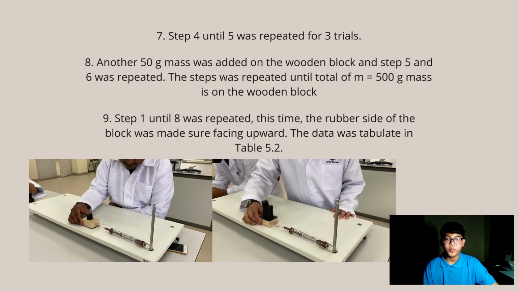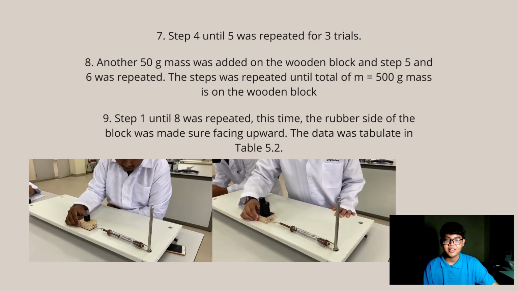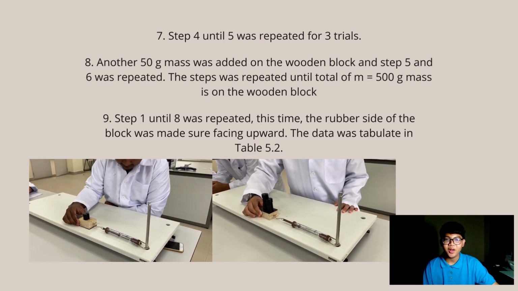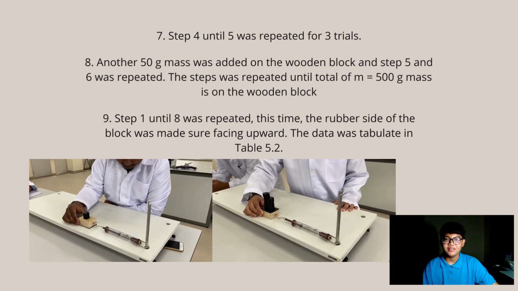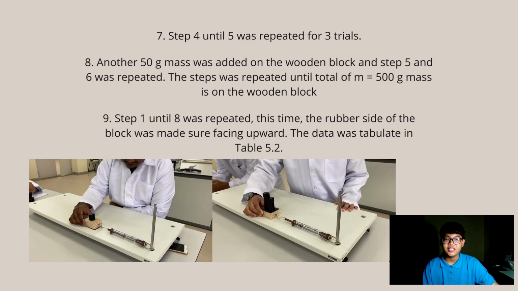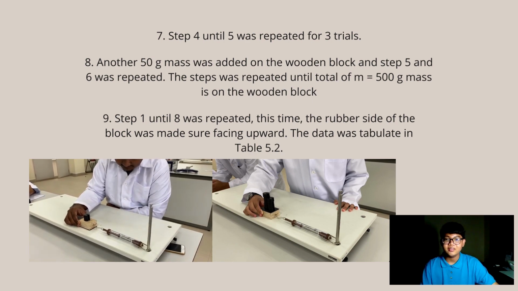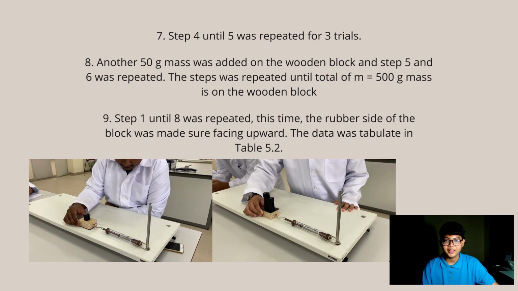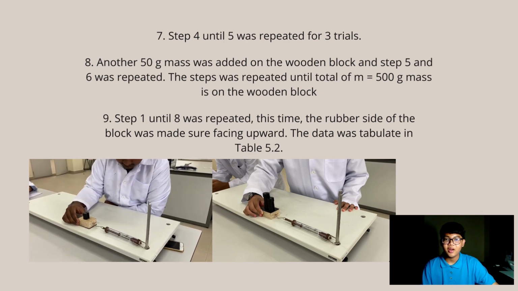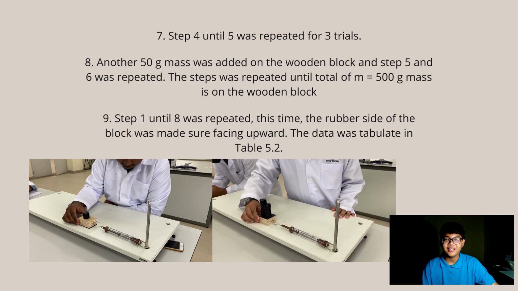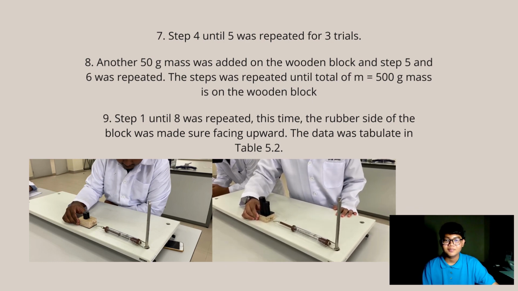Steps 4 until 5 were repeated for 3 trials, and another 50-gram mass was added on the wooden block, and steps 5 and 6 were repeated. The steps were repeated until a total of 250 grams of mass was on the wooden block. Lastly, steps 1 until 8 were repeated. This time, the rubber side of the block was made sure facing upward. The data was tabulated in table 5.2.